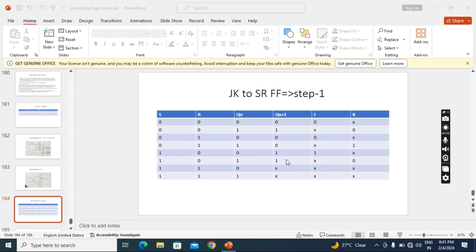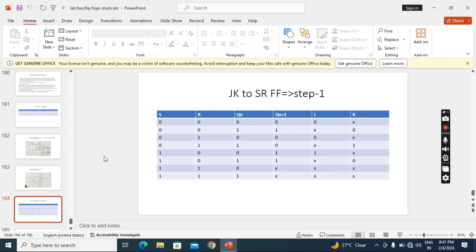One thing you have to observe here: whenever X comes in the present state or next state or both, the data input values of the given flip-flop become X. See here, X, 0, X. Then we have to blindly write X X in the data inputs. Here also 1, X. If any one or both is X, then we have to blindly write X in the data inputs of the given flip-flop. That you have to remember.